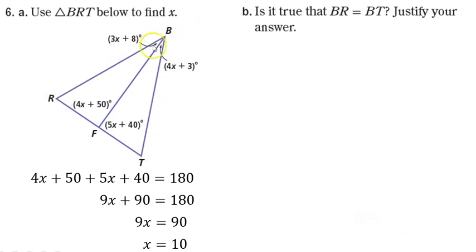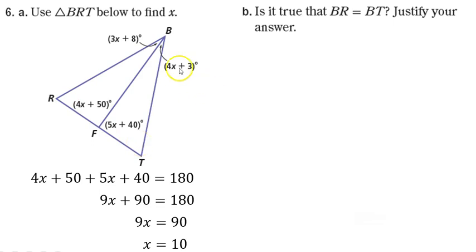If this is an isosceles triangle, then angle BRT would have to be equal to BTR. So this angle right here would have to be the same as this one. If we find those two angle measures and they're the same, then this is an isosceles triangle. If they're not the same, then this is not an isosceles triangle.